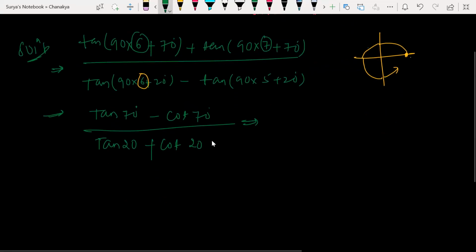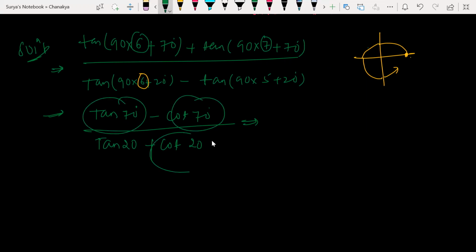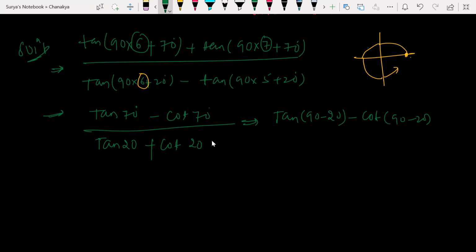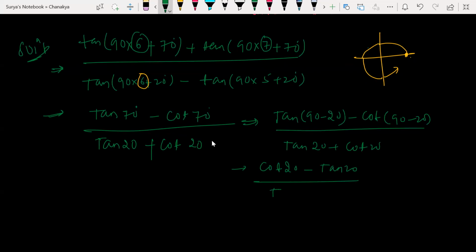Now, tan 20 is given equal to P, so the denominator I can write as P. How can I make all these terms in terms of P? Tan(90 minus 20) is cot 20, and minus cot(90 minus 20) becomes tan 20, divided by tan 20 plus cot 20 as it is. So this becomes cot 20, tan 20 over tan 20.